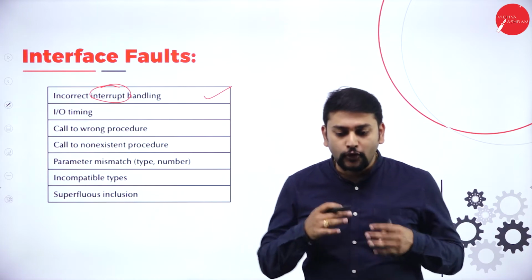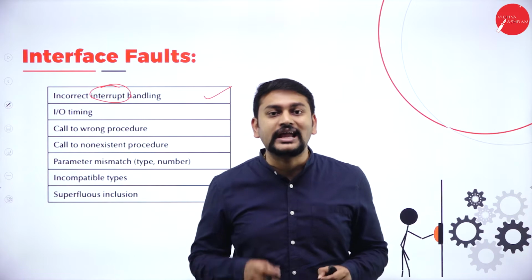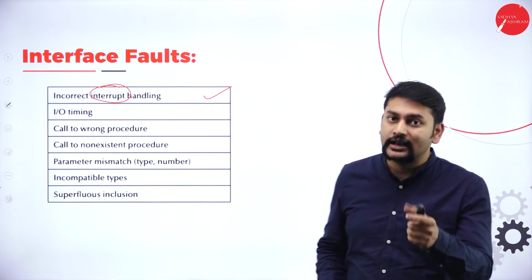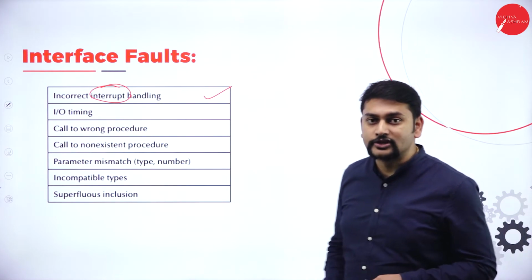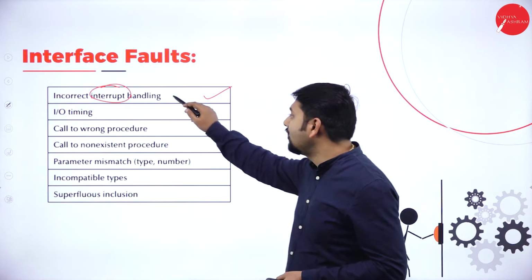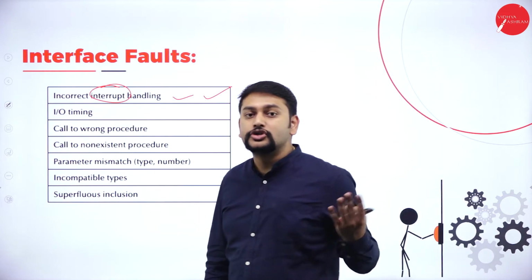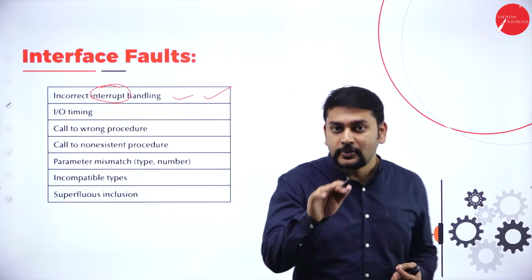So you are forced to stop that particular operation. That is what I will call an interrupt. How exactly I'm able to handle that is what I will call interrupt handling. If I am not able to handle that interrupt, that's what I will call incorrect. It is not handling it properly. That's what I will call incorrect interrupt handling.